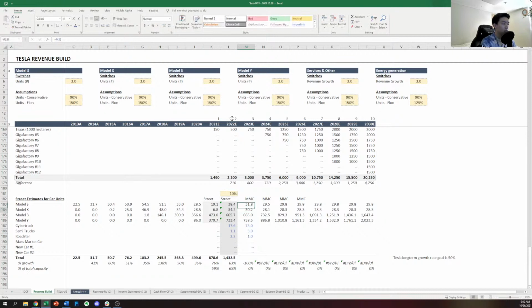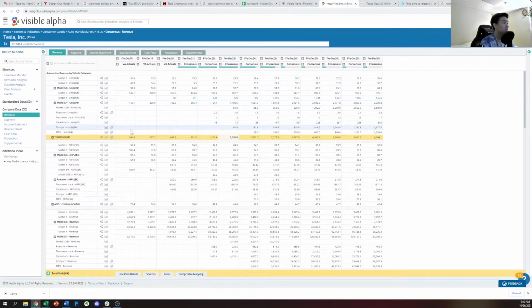All right. So again, these are street figures. Obviously too low. And for the mass market car, Street is saying that Tesla can deliver 50,000 in 2023. 50,000 in 2023 seems a little bit low.